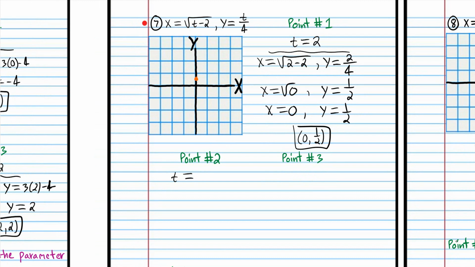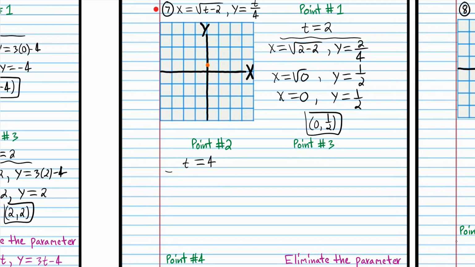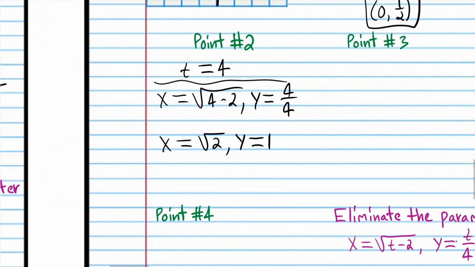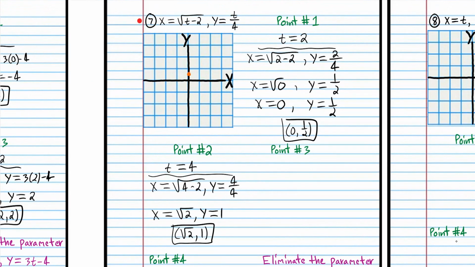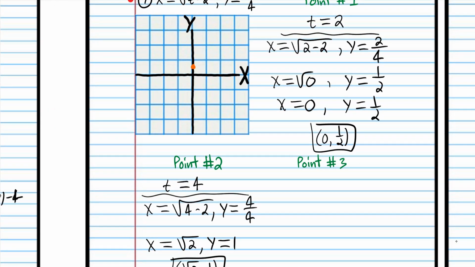And now, again, we can't choose t values that are less than 2. So now let's try 4. So x is equal to the square root of 4 minus 2. Y is equal to 4 over 4. So x is equal to square root 2. Y is equal to 1. So our point is square root 2, 1. So square root 2 is equal to 1.4. So we're going to go out 1.4 and then up 1, which would take us to about there.